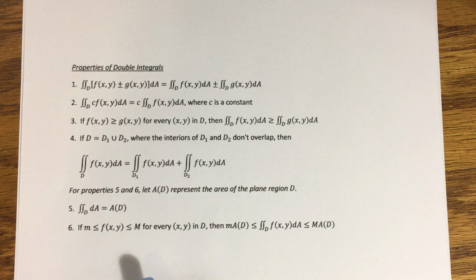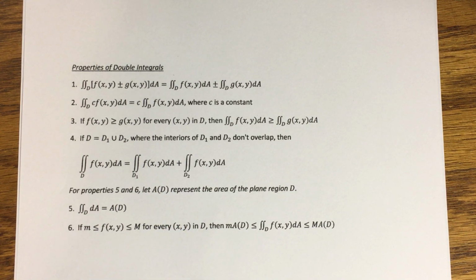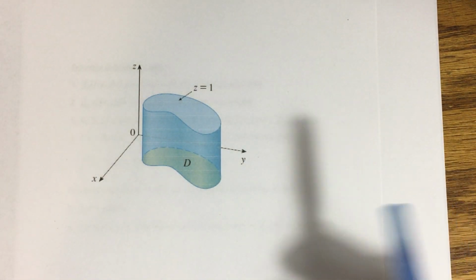Properties 5 and 6 are going to use this notation. When you see A of D, I'm referring to the area of the plane region D that we're integrating over. So for this, if I integrate just dA, which you notice you can think of as 1 dA, so it's like integrating the function f of x y equals 1 here, over some plane region D, then the value that we get from that double integral is equal to the area of that plane region. And I have another image from your book to help illustrate why that's the case. So let's take this as an example.